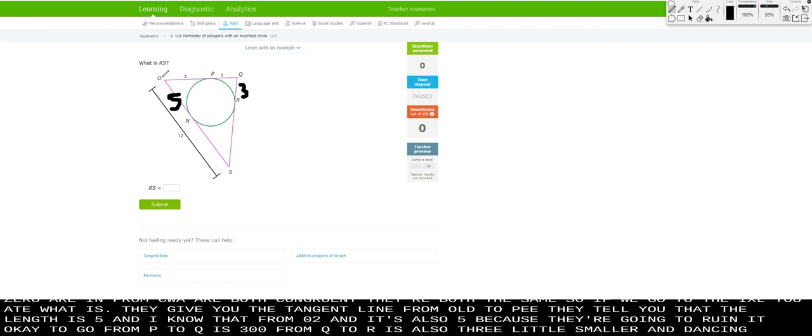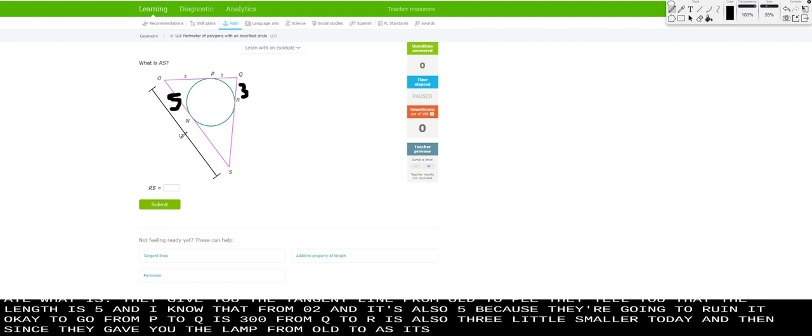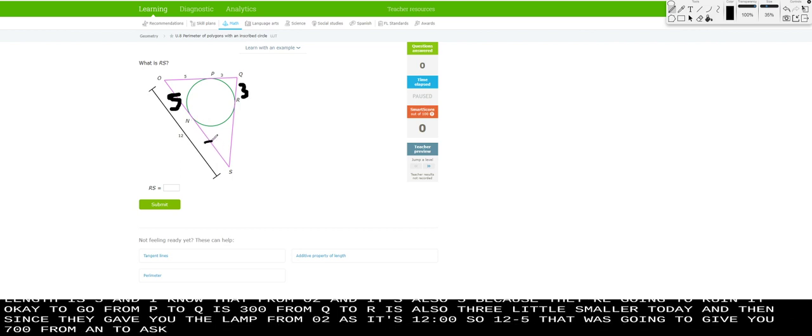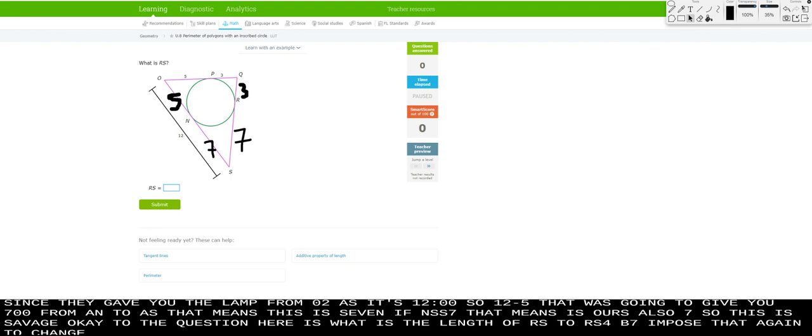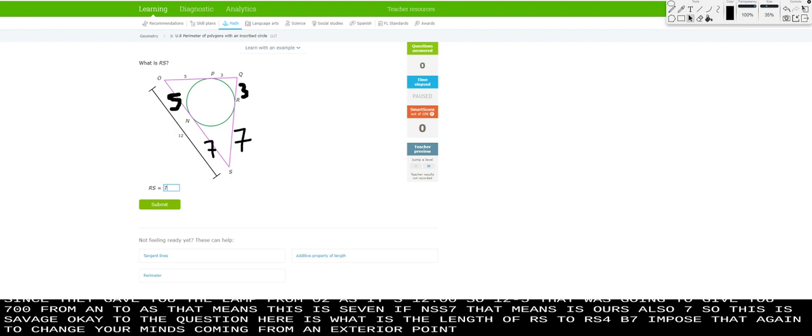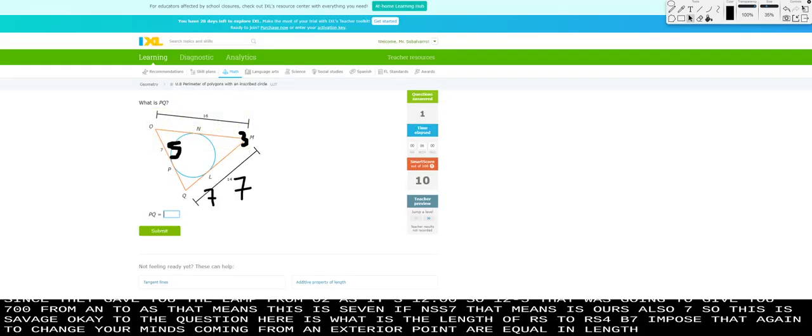And then since they gave you the length from O to S is 12, 12 minus 5 is going to give you 7. So from N to S, this is 7. And if NS is 7, that means that SR is also 7. So the question here is, what is the length of RS? RS will be 7. Simple as that. Again, two tangent lines coming from an exterior point are equal in length. So that will be 7.